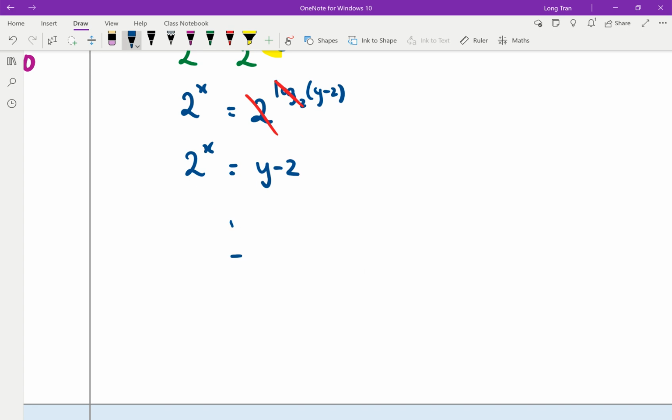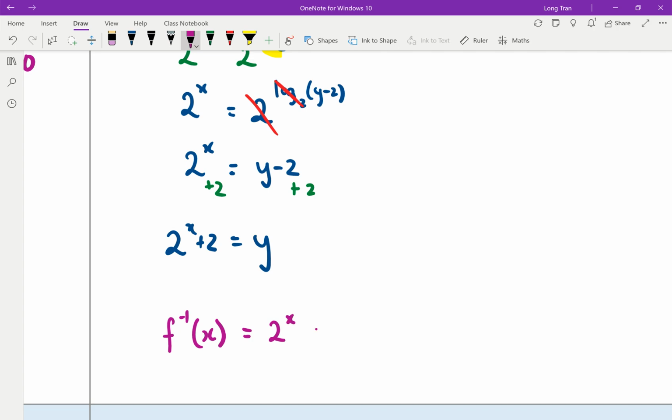This is now y is equal to 2 to the power of x plus 2. And remember, how did I get that? I did add two inverses of one another. Okay, and there you go. So for my final answer, that means the inverse function must be 2 to the power of x plus 2.